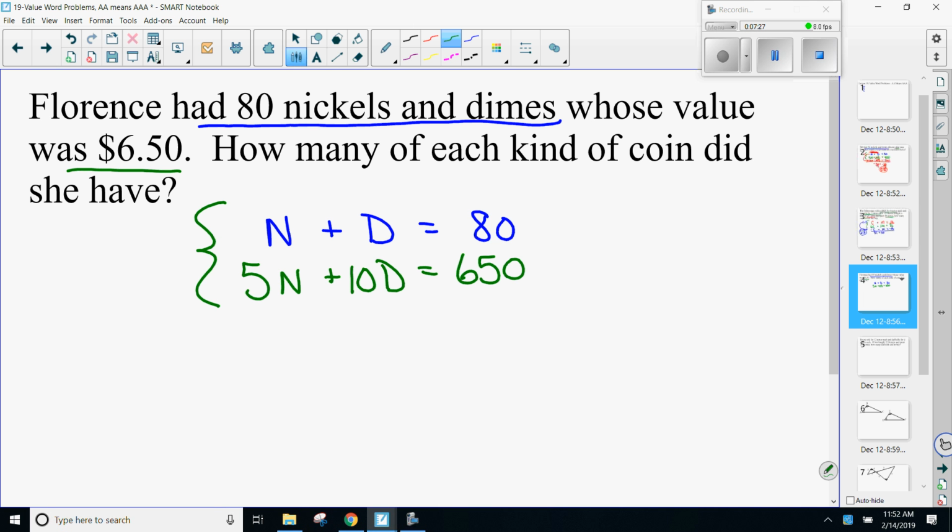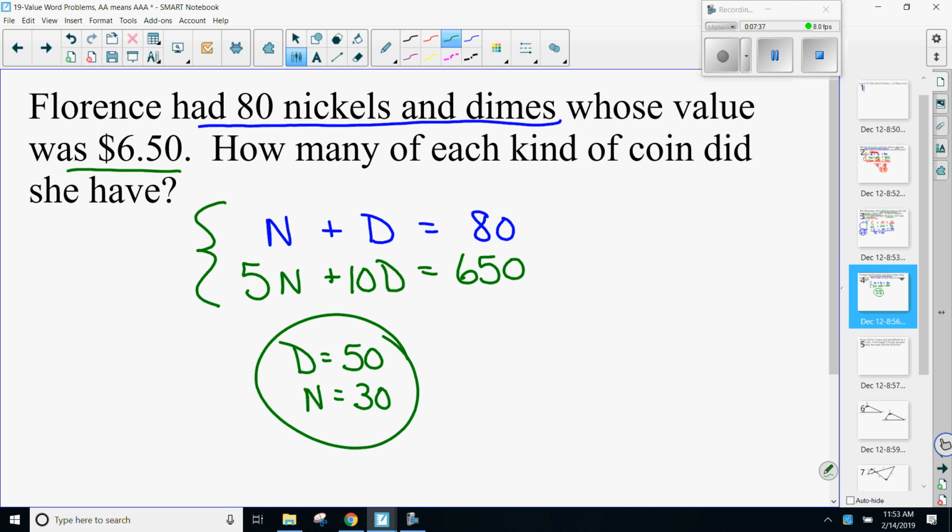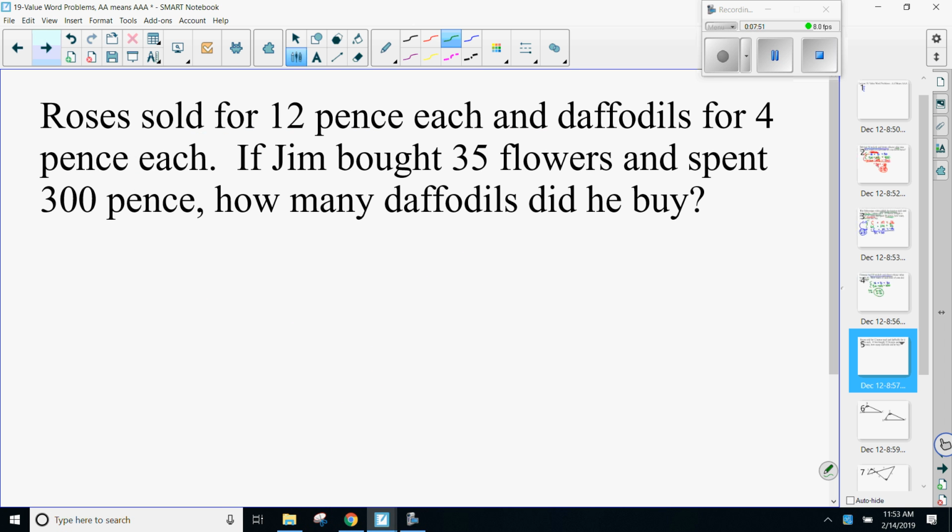So from there, you're going to do elimination substitution, and I believe you're telling me you have 50 dimes and 30 nickels. Is that correct? 50 dimes is how much? $5. 30 nickels is how much? $1.50. Is that total of $6.50? Yep. Okay with that? Yeah. All right. Great. You want to try a pence one now?